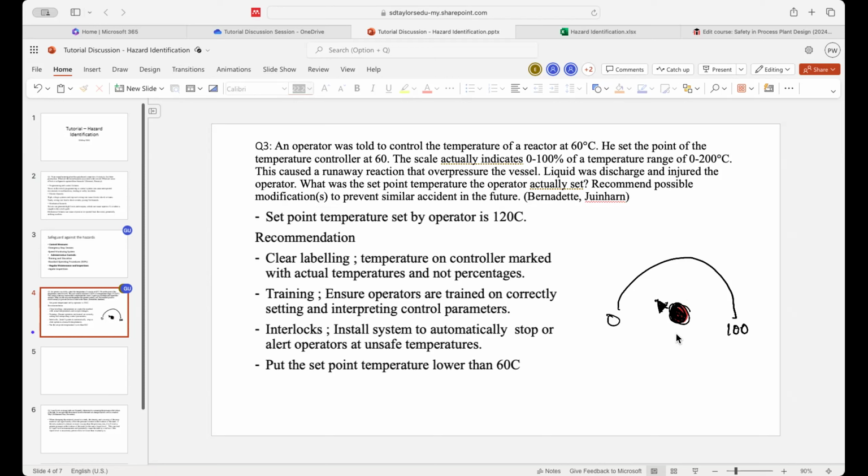But when the indicator doesn't show what it is, it is our job to make sure operators don't do it wrongly. So what happened in this case is that it shows 0 to 100, but it didn't tell what that indicates. So when the operator is asked to set it at 60 degrees Celsius, immediately the operator does this. So this is 50, for example, so 60. So the operator set it to here instead.